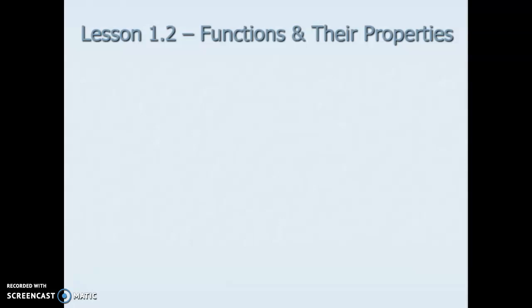Okay guys, we are going to be looking at our 1.2 notes, our functions. Take these notes on your guided notes. If you don't have the guided notes page yet, that's fine. Take them on your notebook paper and you can copy them over later. That is not a big deal.